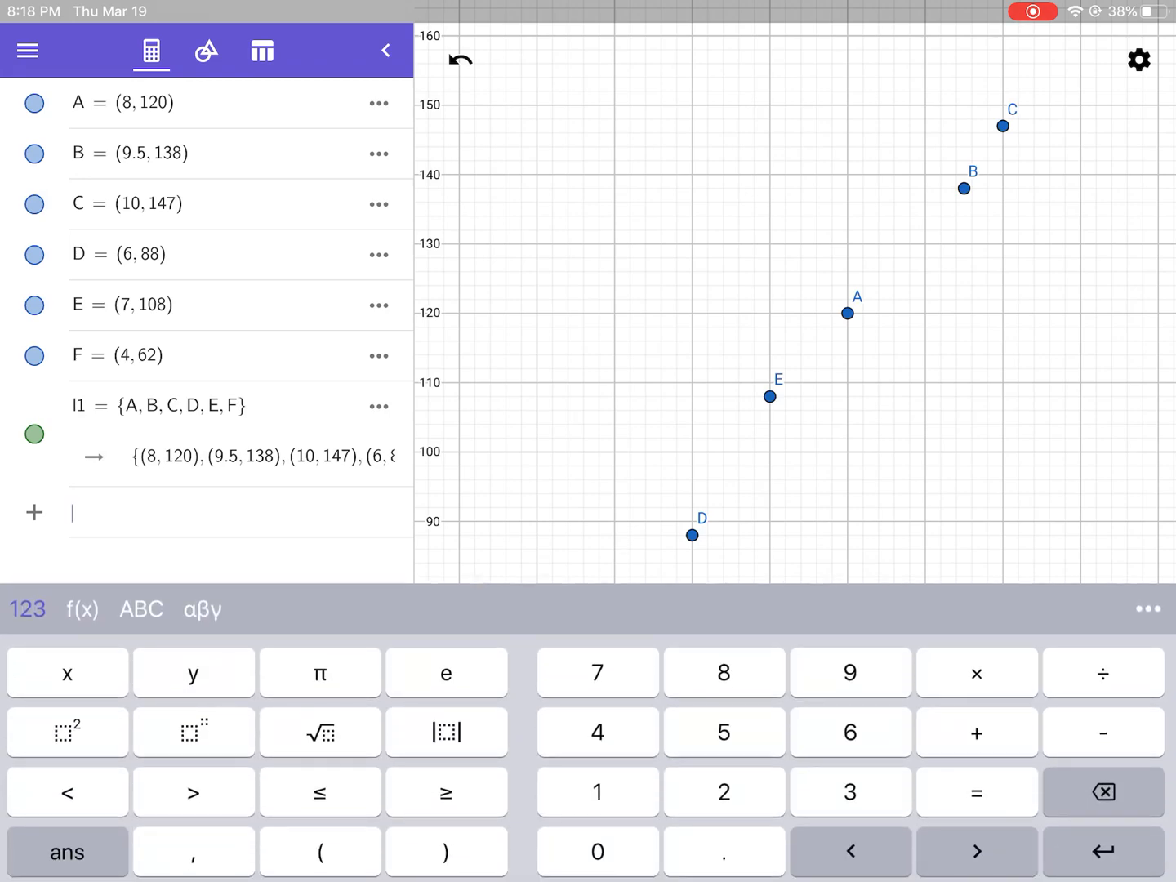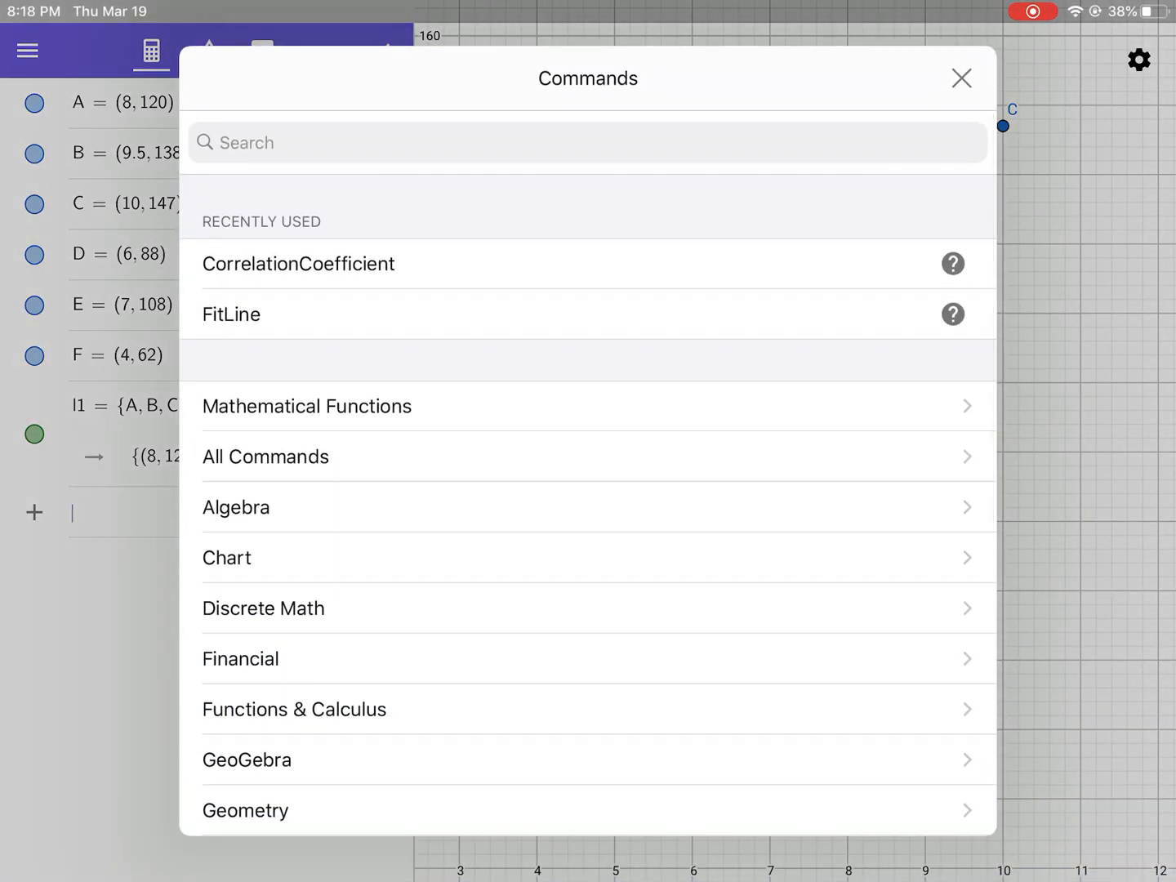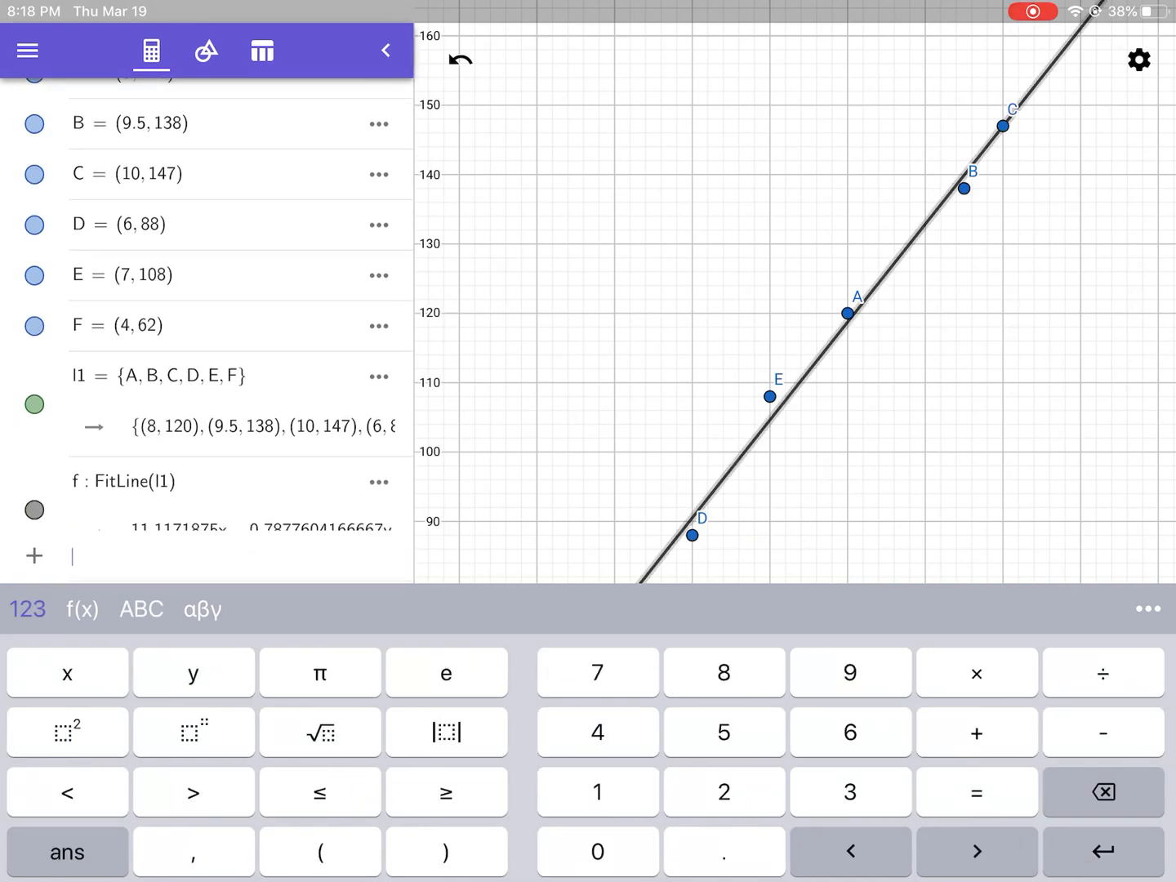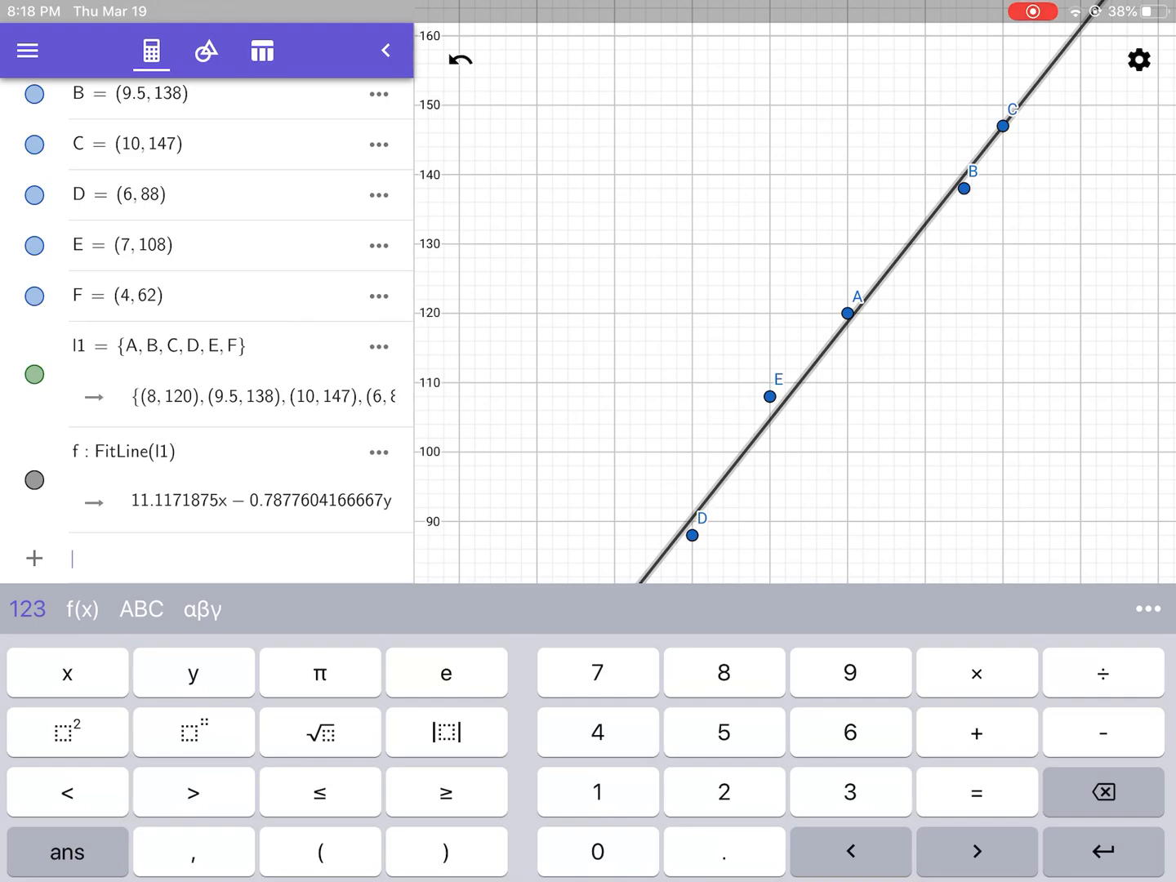So I go to my input and I go to the three gray dots on the very right-hand side. And since I had already used fit line, I'm going to use fit line again. It's right there, it's recently used. So fit line, I type L1. Enter. There's my equation. You write that equation, you got the answer.